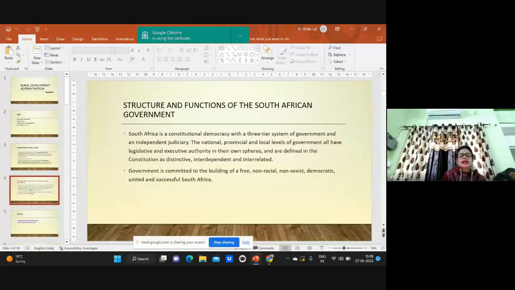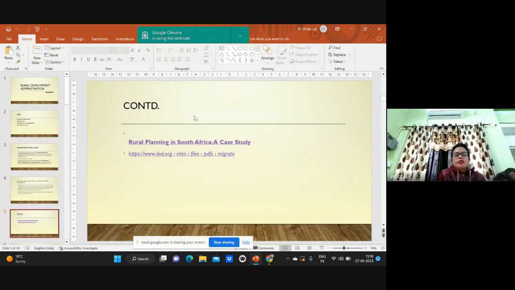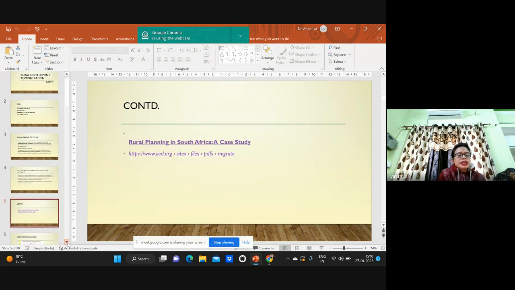Now come to the next slide, structure and function of the South African government. South Africa is a democracy. In a democracy, power is conferred upon people in their pursuit of quality of life. So the government is committed to building a free, non-racial, non-sexist, democratic, united and successful South Africa. Now you can go through this case study.